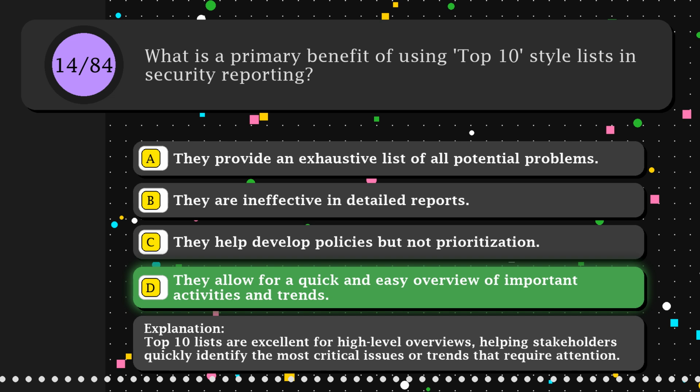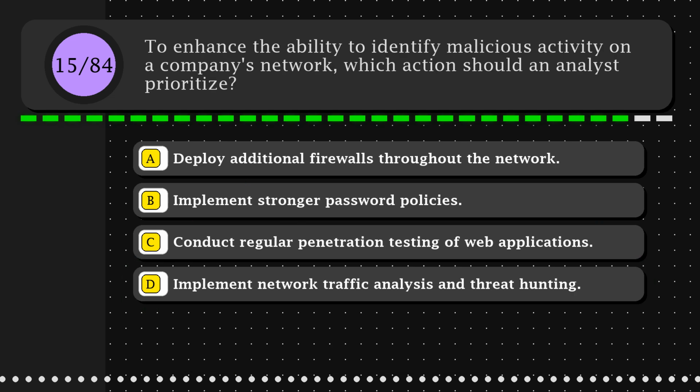Question 15. To enhance the ability to identify malicious activity on a company's network, which action should an analyst prioritize? Option A. Deploy additional firewalls throughout the network. Option B. Implement stronger password policies. Option C. Conduct regular penetration testing of web applications. Option D. Implement network traffic analysis and threat hunting.